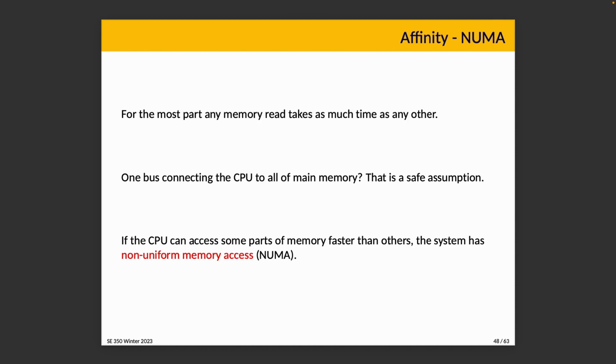Another reason why we might be interested in this is non-uniform memory access. Up until now, we always think about memory reads taking an equal amount of time no matter where they are. But that's not always true. If we have one bus connecting the CPU chip to all of main memory, it's a reasonably safe assumption that we have uniform memory access. But if the CPU can access some parts of memory faster than others, then what we actually face is non-uniform memory access.